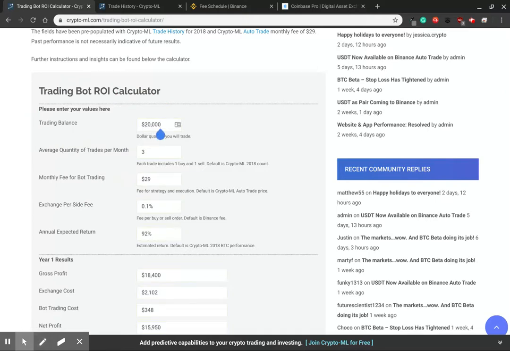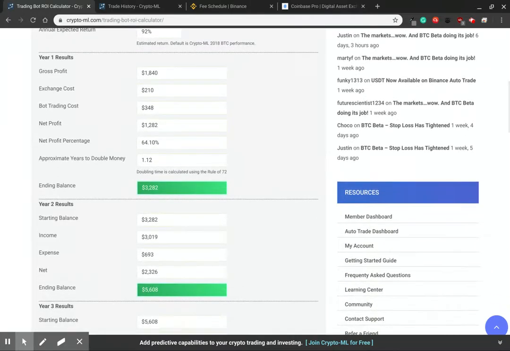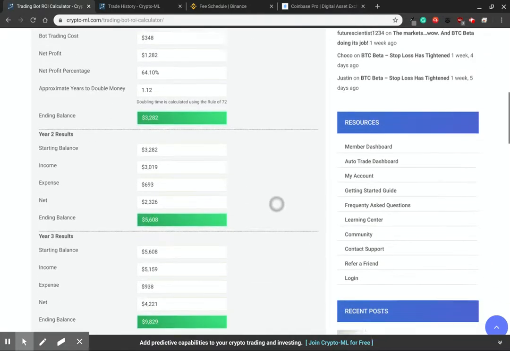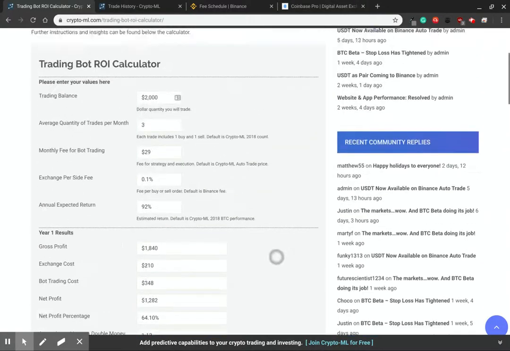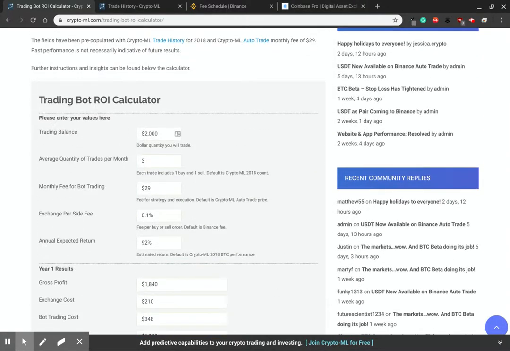So if we lower this amount, let's say you want to try trading $2,000, and we assume the rest of this stays constant, then we can come down here and we can see at the end of year one, we should expect to be at about $3,200. Come on down, and we're nearing $10,000 by the end of year three after expenses. So with $2,000, you can actually be quite successful with this set of numbers here. Now, what you'd want to do, of course, is come down and try some lower annual expected return and maybe some higher and just see how that works out.